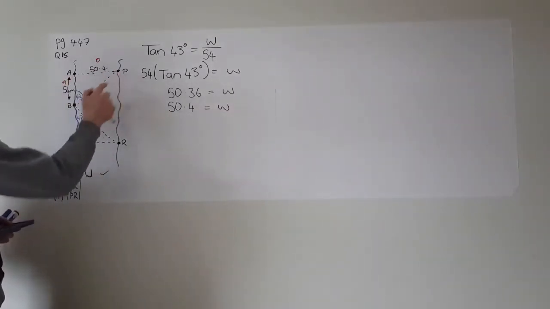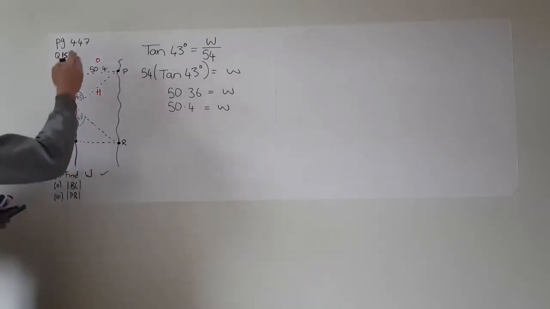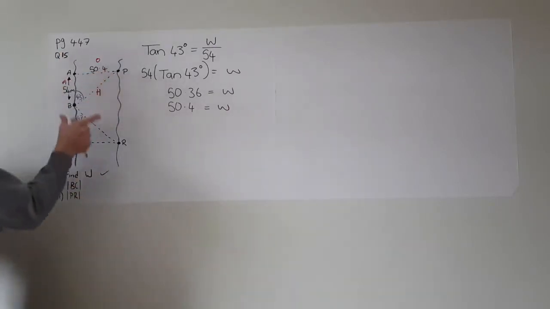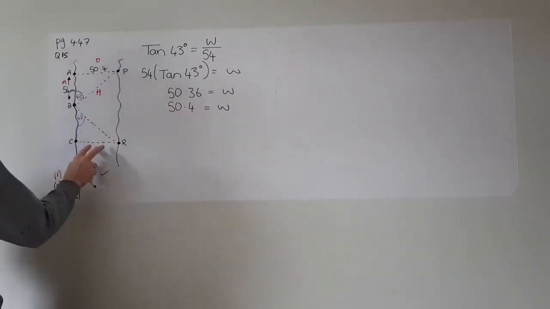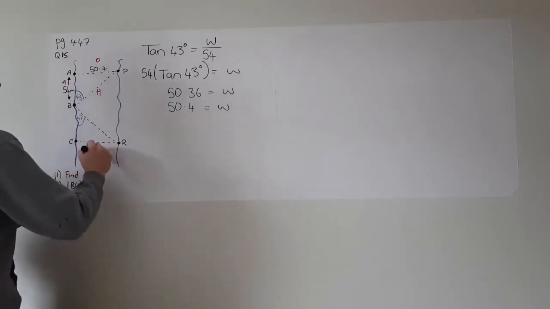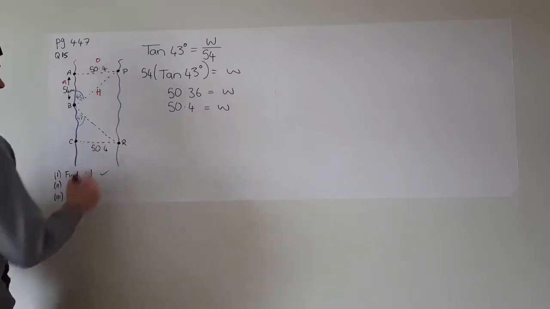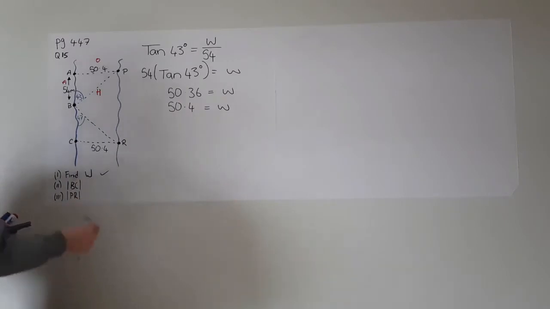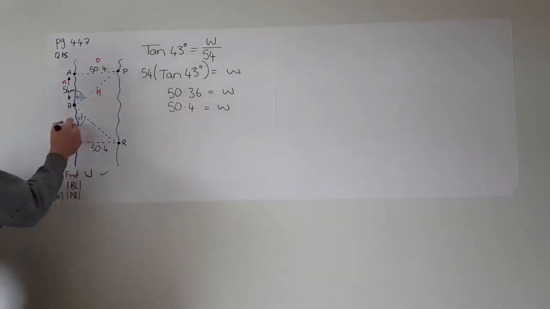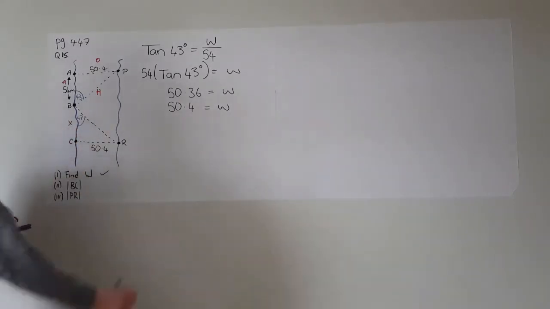Alright? We're presuming that the two sides of the canal are parallel. So this gap here and this gap here is the same. So we're going to presume this is also 50.4. Alright? Now we're trying to find this one, so we'll label this X. That's what we're trying to find.